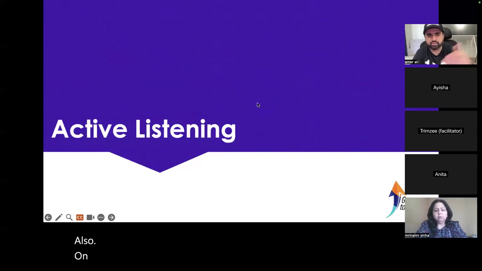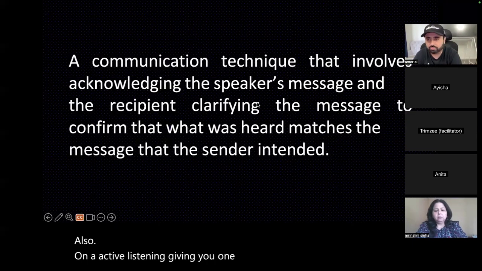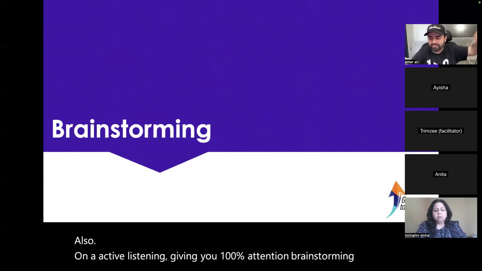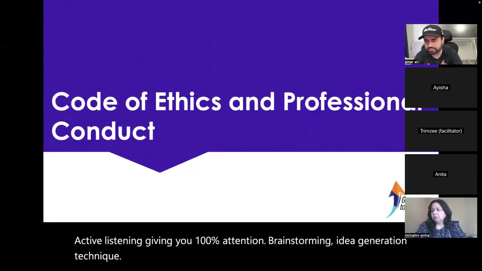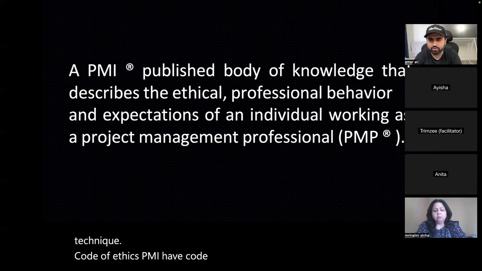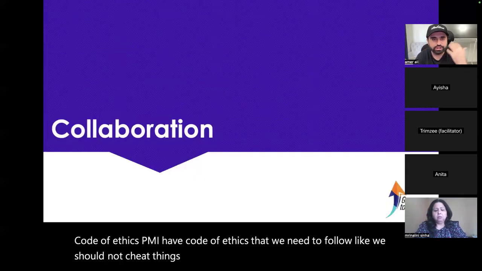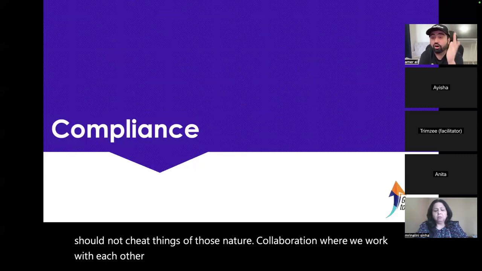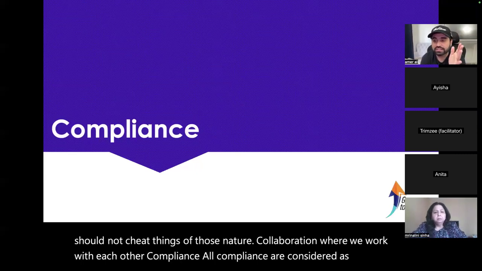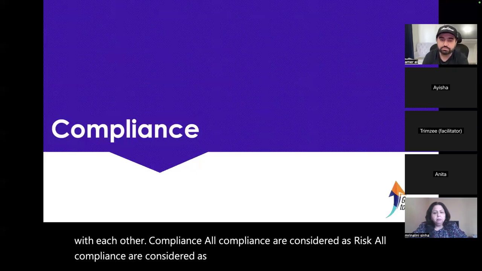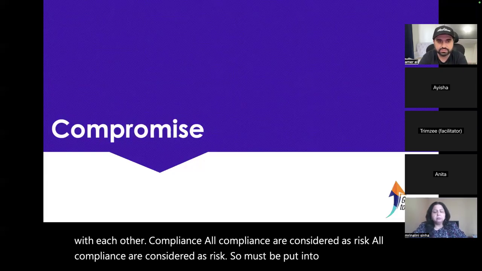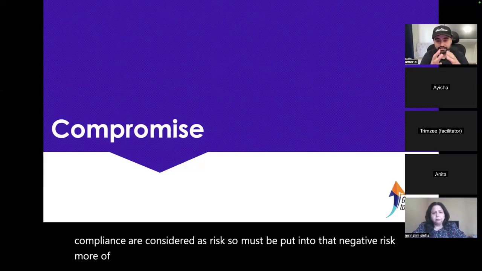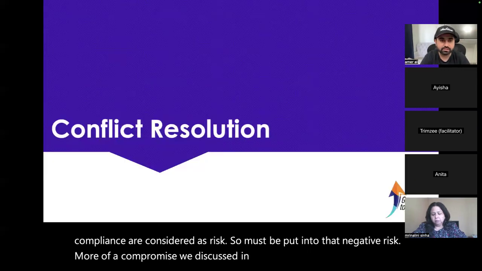Active listening, giving your 100% attention. Brainstorming, idea generation technique. Code of ethics, PMI has a code of ethics that we need to follow, like we should not cheat, things of that nature. Collaboration, where we work with each other. Compliance: all compliance is considered as risk, so must be put into that. Compromise, we discussed, where both parties give up something.